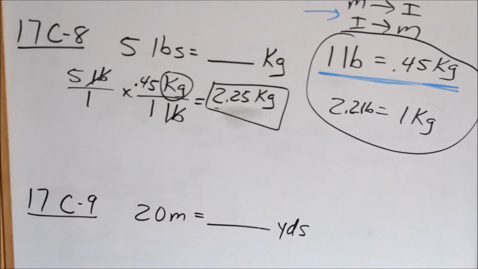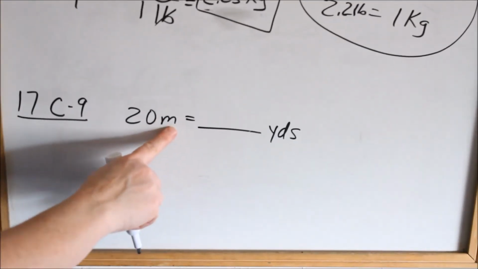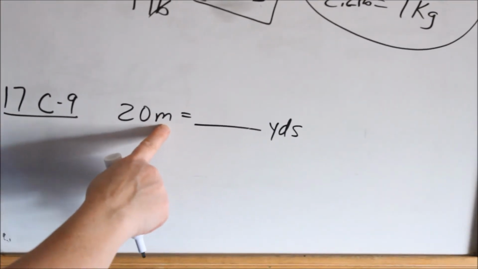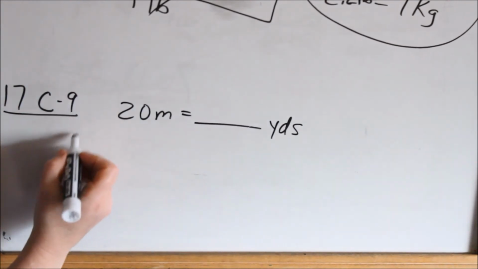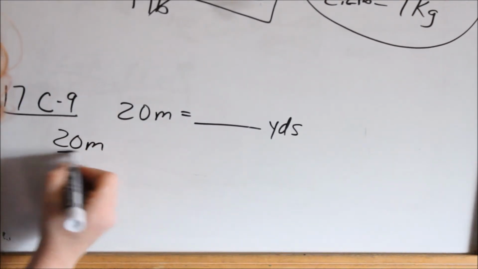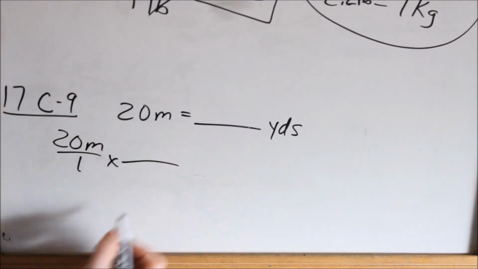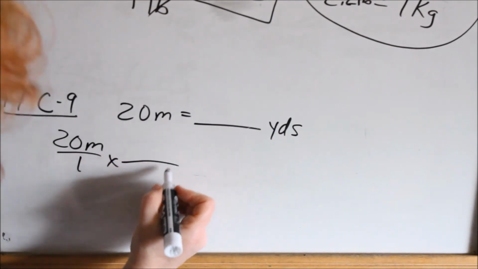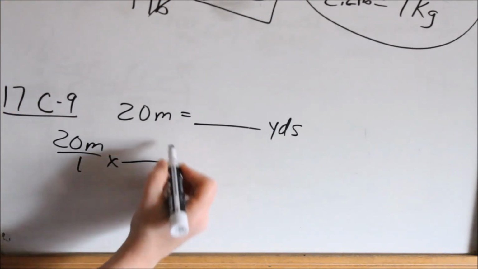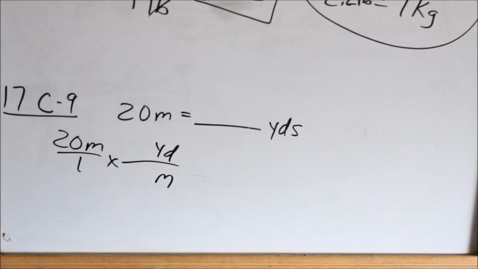Alright, let's look at 17C. We're converting, this is meters, not miles. We're converting meters to yards. Again, start with what you're given, turn it into a fraction so you can multiply it by a conversion factor. We know we need meters to go here for it to cancel. Yard goes here. Okay, now I need a conversion factor.